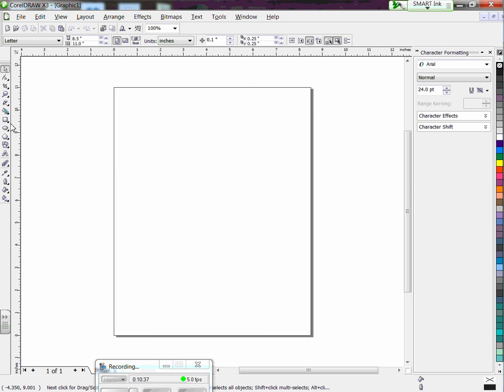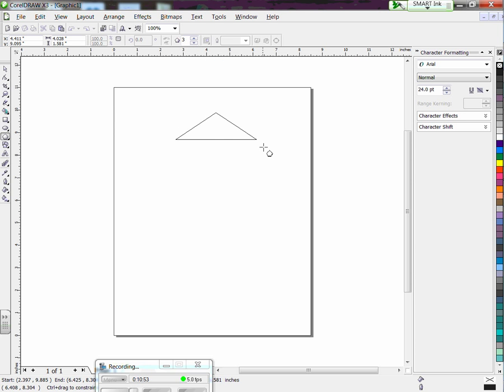So if, let's grab a shape here. It is not doing anything but what I want. All right, let's get rid of that because it won't illustrate my point.